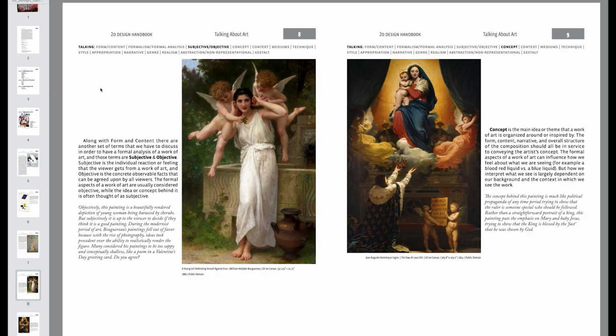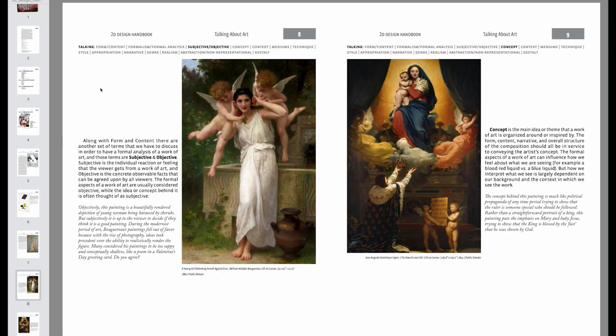But how we interpret what we see is largely dependent on our background and the context from which we see the work. It has a lot to do with our cultural background, our upbringing, our worldview. It will change your perception of the concept behind a piece. And sometimes artworks don't always speak universally. They speak to specific cultures, specific groups, age groups, and all that should be taken into consideration when thinking about what the concept of the piece is.